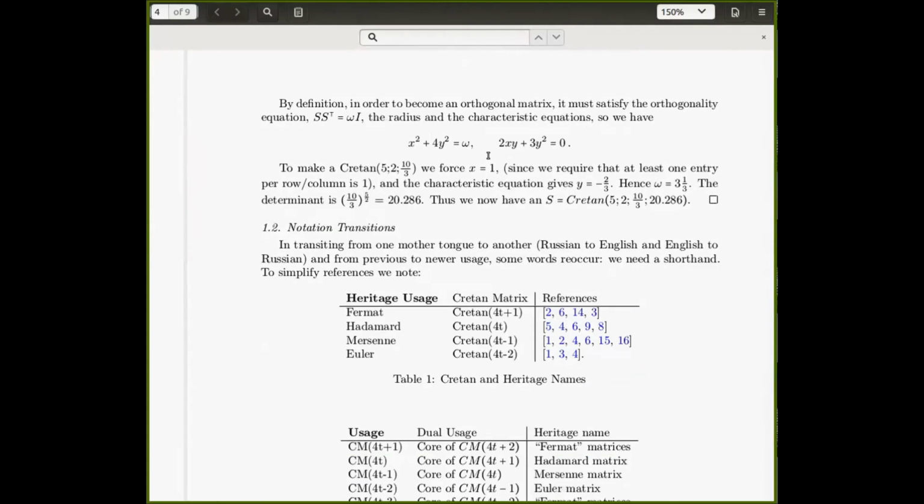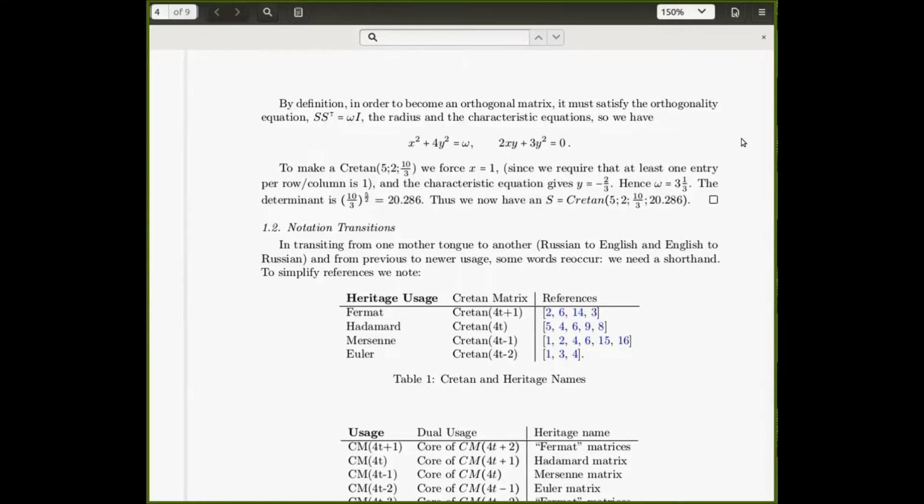Okay. Because it's orthogonal, we're going to have x squared plus 4y squared equal to omega, the weight. For the inner products, we're going to have these equations equal to naught. And to make it Cretan, we're going to force x to be 1. Since we've got to have a 1 in each row and column, we choose x to be 1. Now, this means that the characteristic equation can be solved, and it gives y equals minus 2/3, which means omega is going to be 3 1/3.